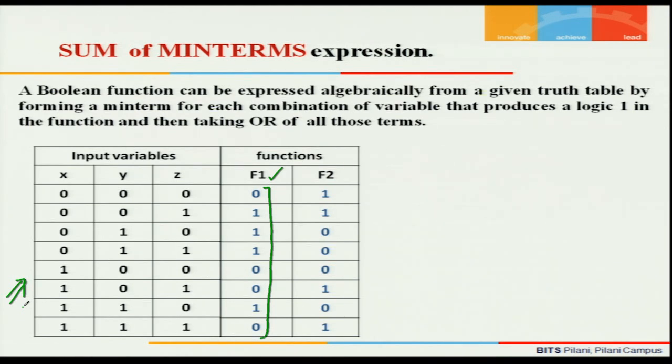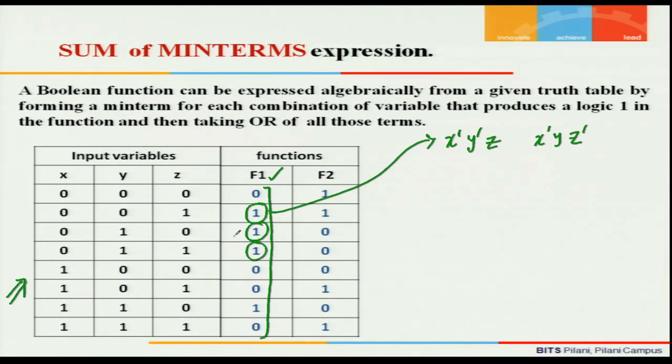So, for example, if you look at the output column corresponding to F1 and pick those entries where the outputs are 1. Output is 1 here, for which the inputs are x 0, y 0, z 1. The min term corresponding to that is x bar, y bar, z. For another output value F1 equal to 1, corresponding to x 0, y 1, z 0, we will write that as x bar, y, z bar.